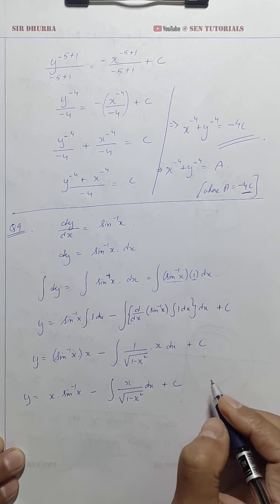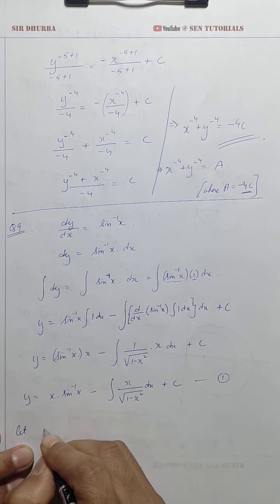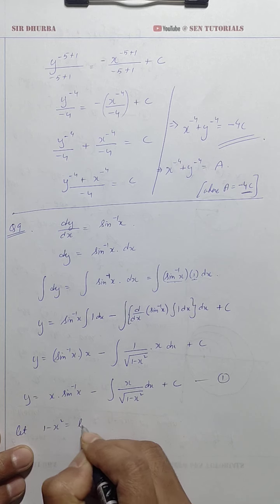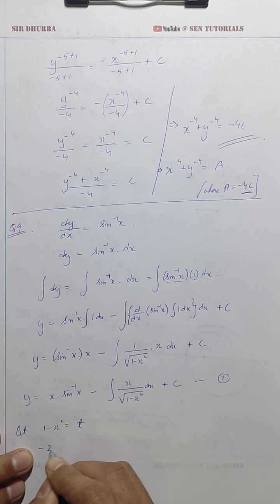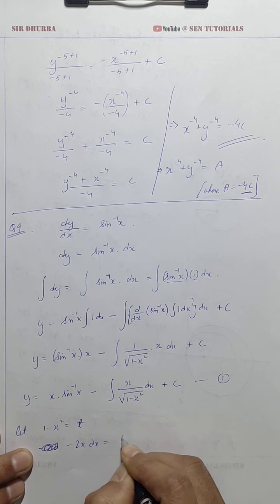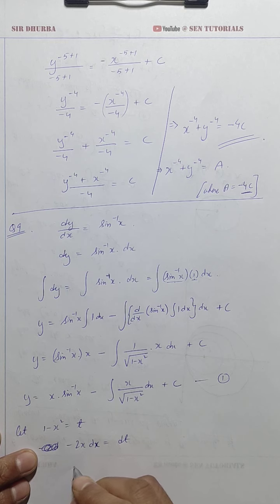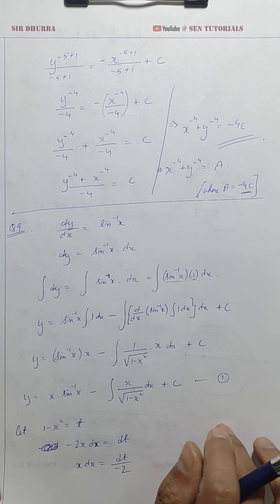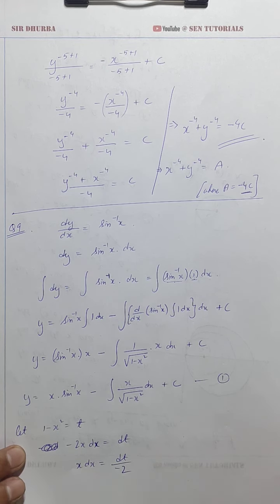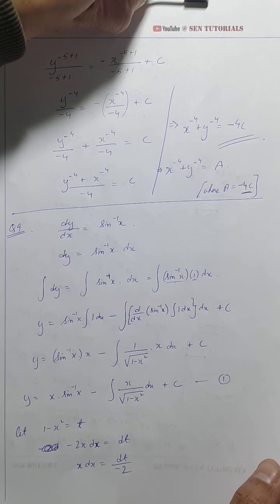So maybe here also again we can use substitution. Let 1 minus x square equal to t. So, differentiating both sides, minus 2x dx equals dt. Integration, as I said, you already know. So x dx can be written as dt by minus 2. Okay, so let's go back to this substitution, so I'll put it here.